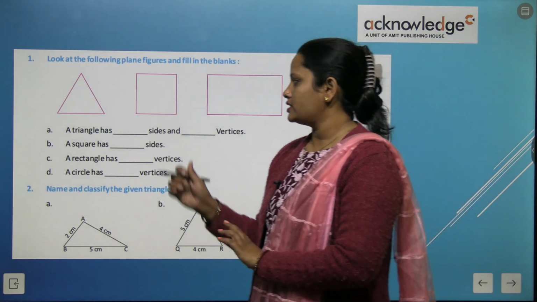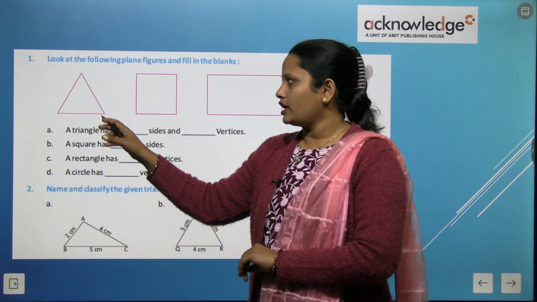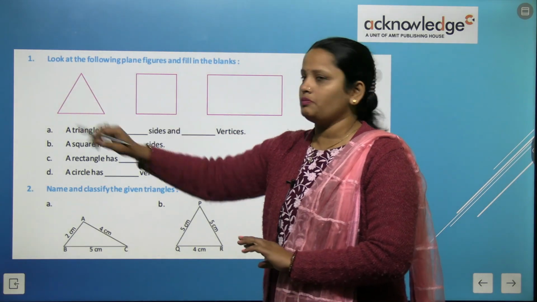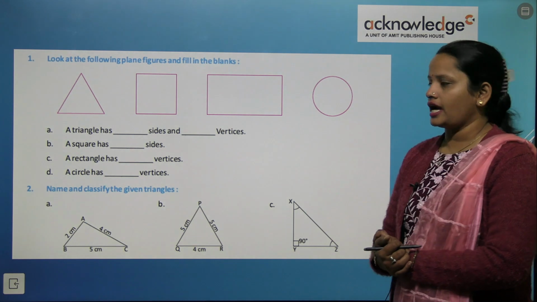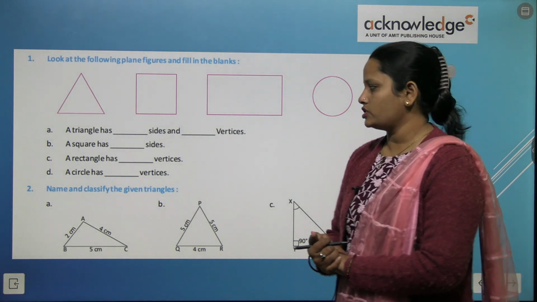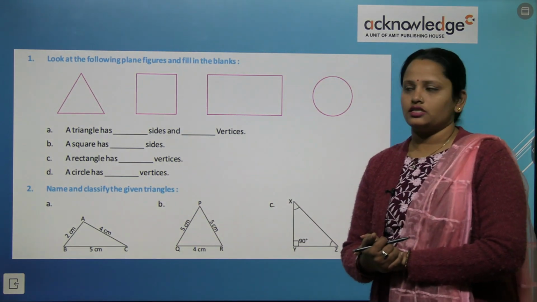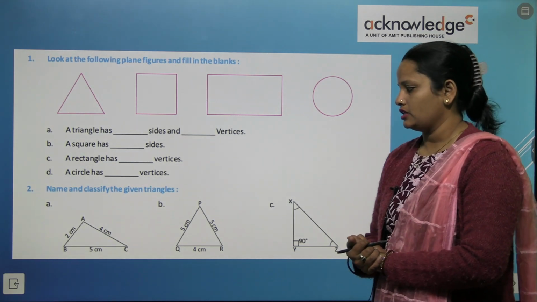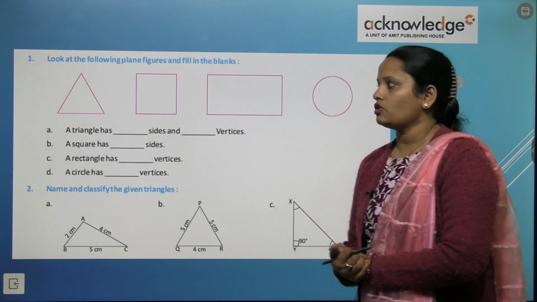A triangle has dash sides and dash vertices. Triangle के कितने sides हैं? 3 sides and 3 vertices means 3 points. A square has dash sides, 4 sides. Similarly, you have to answer the rest questions. Now, name and classify the given triangles. ये जो triangles दिए गए हैं, इनके name लिखने हैं और इन्हें classify करने हैं. So here, you have to do this exercise on your own.